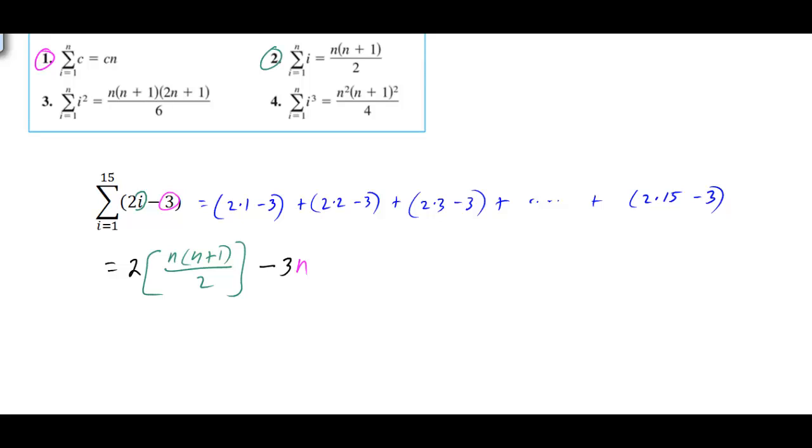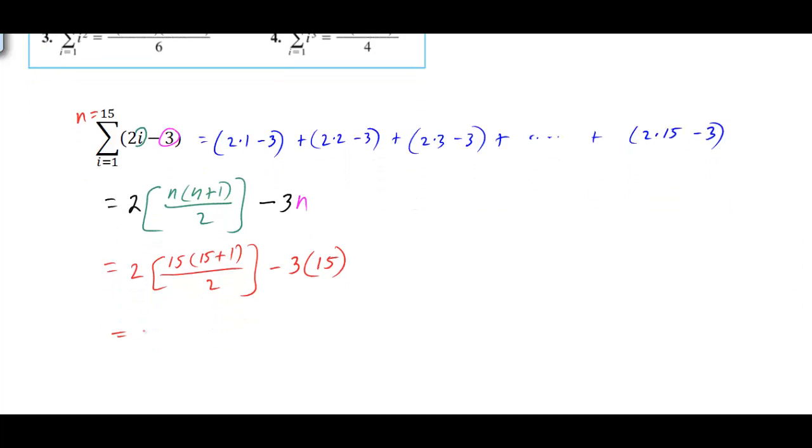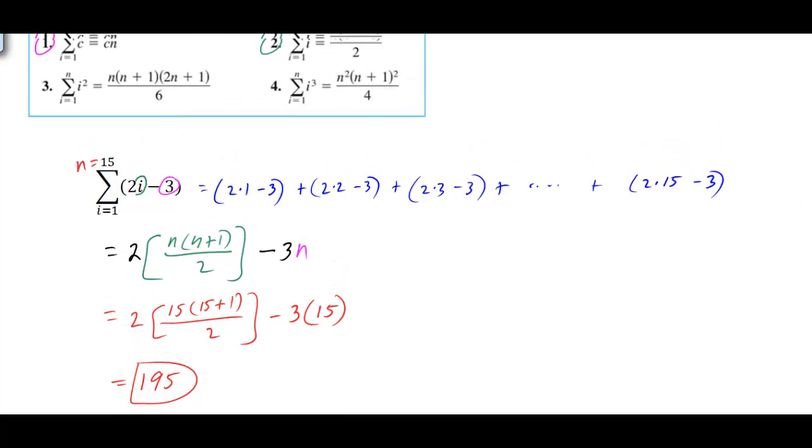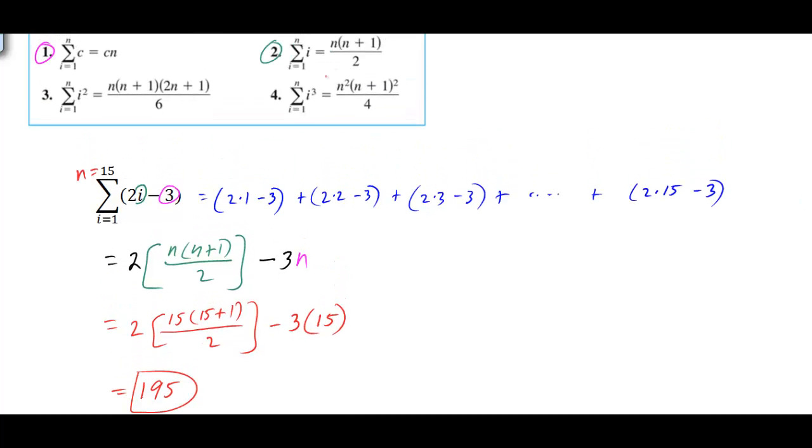Well, of course, what is our n value? Our n value is the upper limit, which is 15. So we can simply plug 15 in for n, and we have 2 times 15 times 15 plus 1 over 2 minus 3 times 15. And if you go through all the numbers here, you're going to end up with an answer of 195. So that's a lot easier than going through this whole step one at a time. So that's the advantage of these summation formulas.